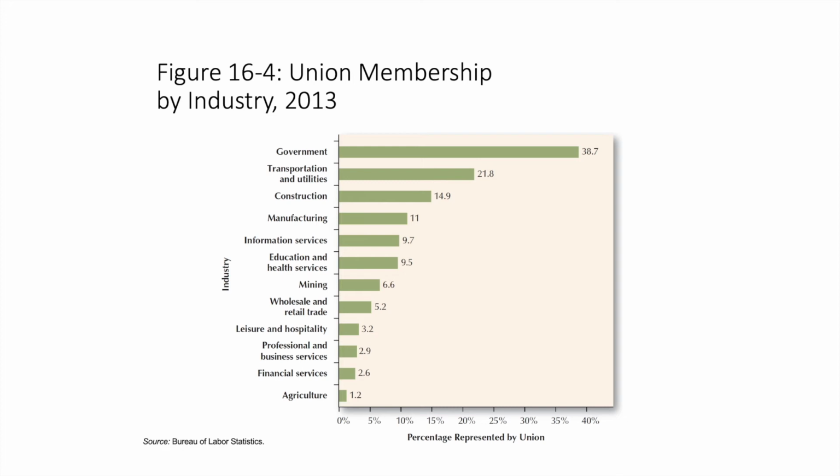And as you see here in Figure 16.4, mainly the government is the entity now that has a big union representation, whereas all of the other industries, and you can take a look at that, have seen a sharp decline.